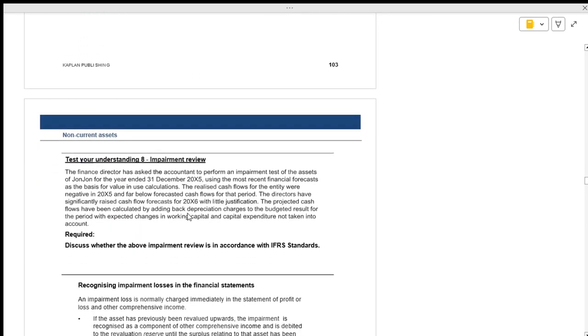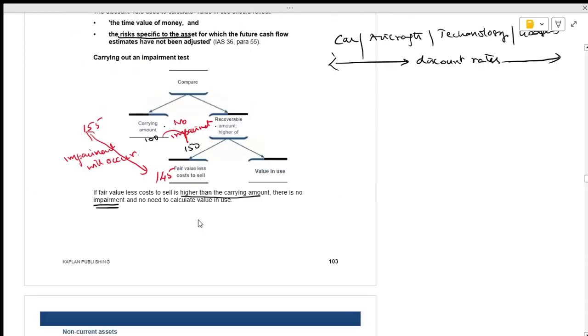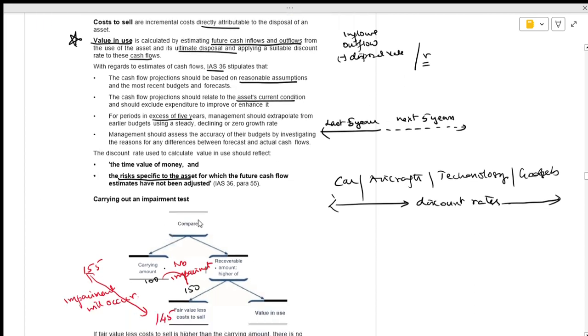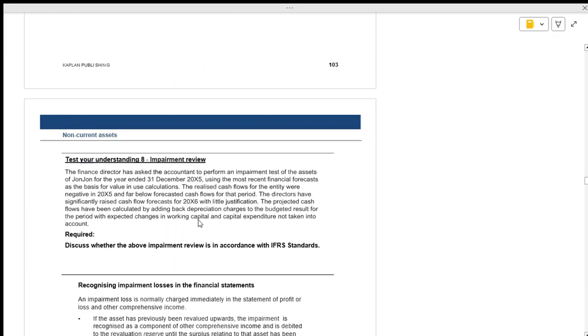Test your understanding. These are the things which you have to do: how we have to estimate the cash flows. What it says: the finance director has asked the accountant to perform an impairment test on the assets of John for the year ended 31st December, using the most recent financial forecast as the basis of the fair value in use calculation. The realized cash flows for the entity were negative in 2005.